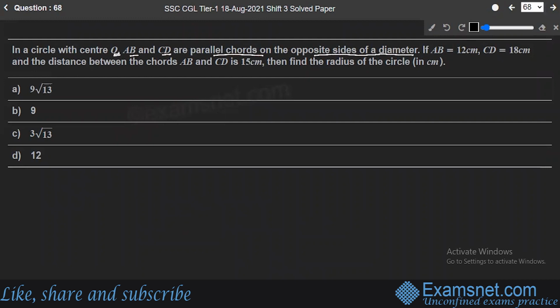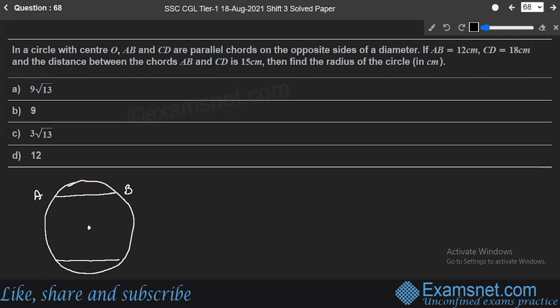diameter. Let's make this circle first side by side. So here is the circle. In a circle with center O, and chords AB, CD. So let's make two chords AB, CD. On the opposite sides of the diameter, so diameter of the circle. So this is, I'm assuming the diameter to be a straight central line. I've drawn two chords over here. If AB is equal to 12 centimeters and CD is equal to 18 centimeters.